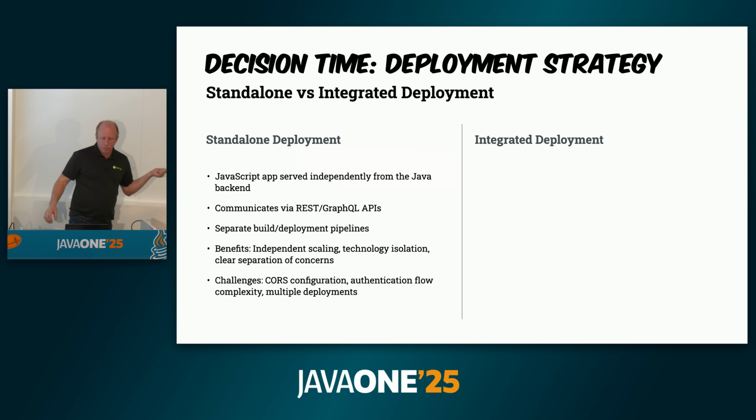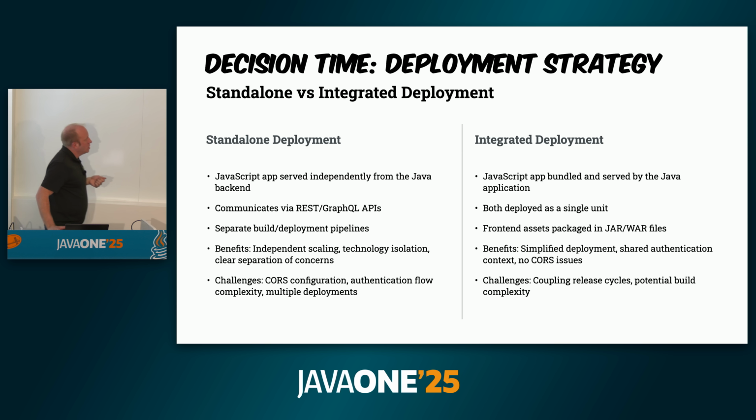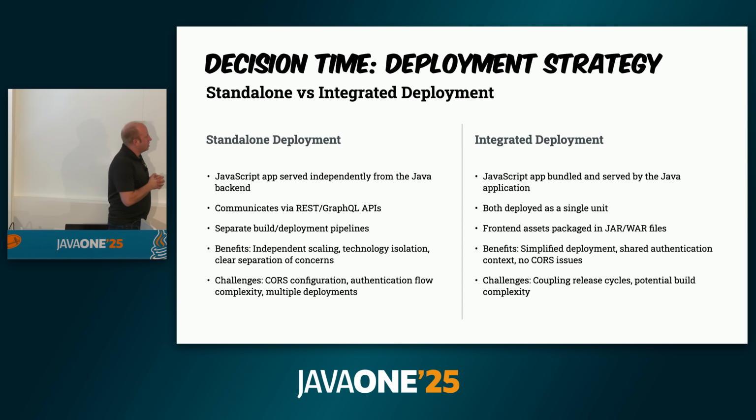There are some challenges with this, right? The first time you create a front-end app that talks to a back-end app, you see that CORS error, and you're like, what is this, right? So you have to deal with things like CORS, authentication flow, and multiple deployments. Or do I want everything to be integrated in a single deployment?